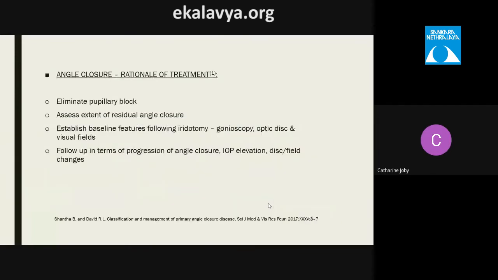So in short, the rationale of treatment once angle closure is diagnosed is to eliminate the pupillary block first, then assess the extent of residual angle closure, whether it is appositional or synechial, establish baseline features following iridotomy in terms of gonioscopy, optic disc and visual fields, and follow up in terms of progression of these features.